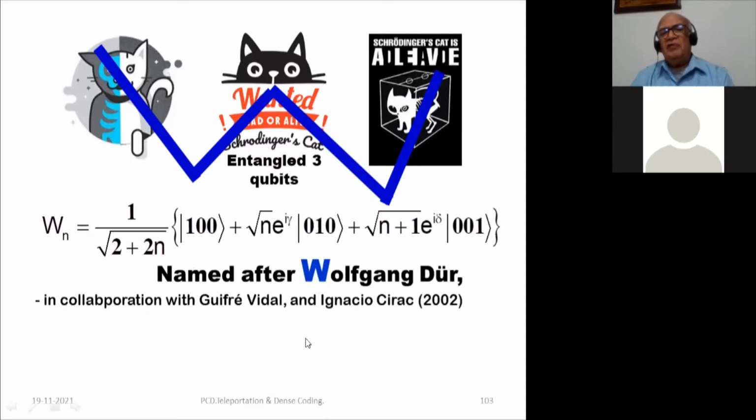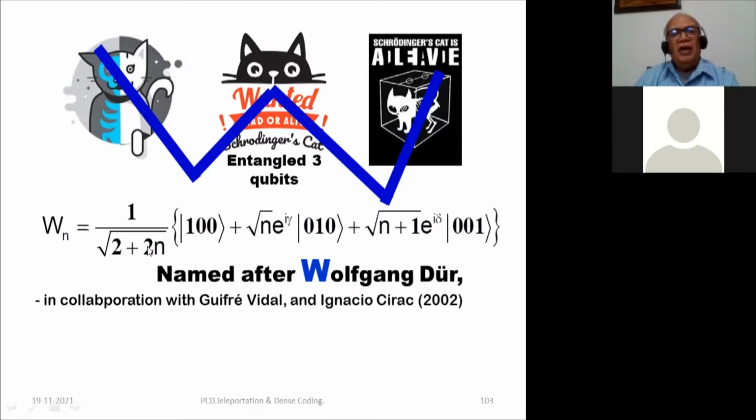This is named after Wolfgang Dür, or I don't know how to pronounce D-U-R with these 2 German dots on the letter U. But I think there are resources available on the internet which tell you how to pronounce different words in different languages. But I'm sorry, I haven't done that. Well, let's just call him Wolfgang.